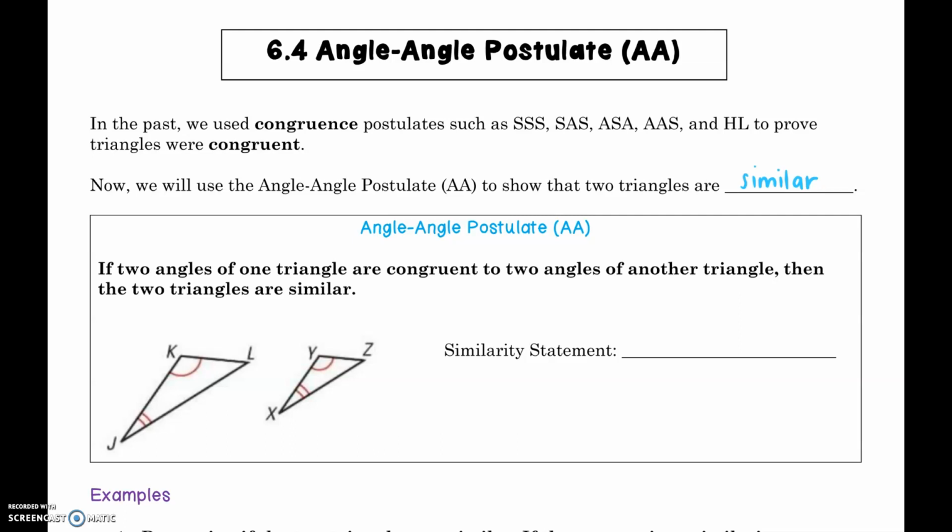So if we take a look at our example here, the angle-angle postulate states that if two angles of one triangle are congruent to two angles of another triangle, then the two triangles are similar. So here we can see that angle K is congruent to angle Y, and angle J is congruent to angle X. Because we have two pairs of corresponding angles that are congruent, we can say that our triangles are similar. So for our similarity statement, we can say triangle JKL is similar to triangle XYZ. Just remember that order matters there, so we have to make sure that our corresponding angles match up.